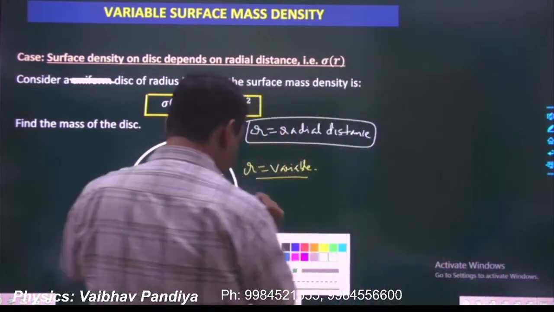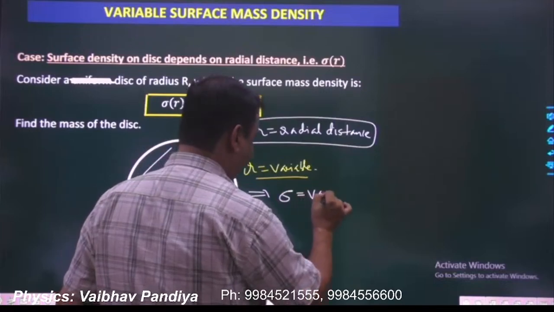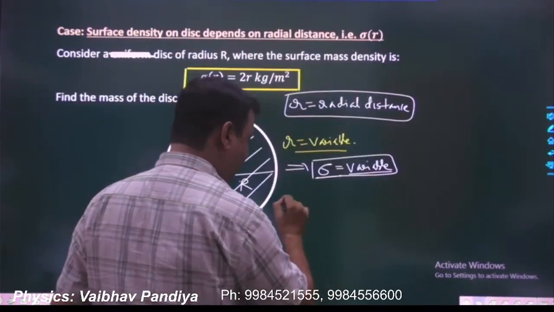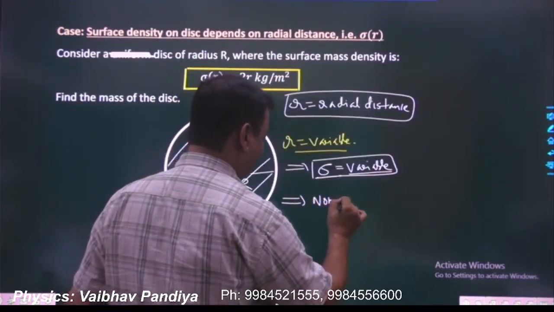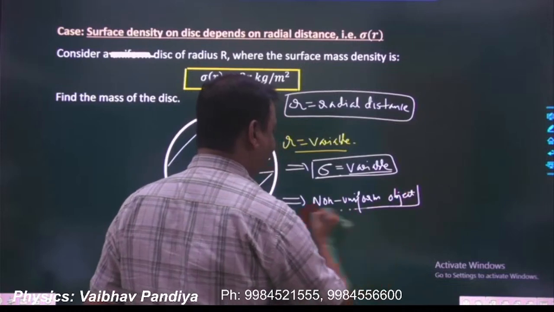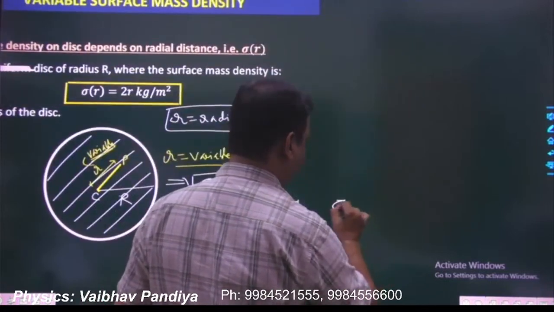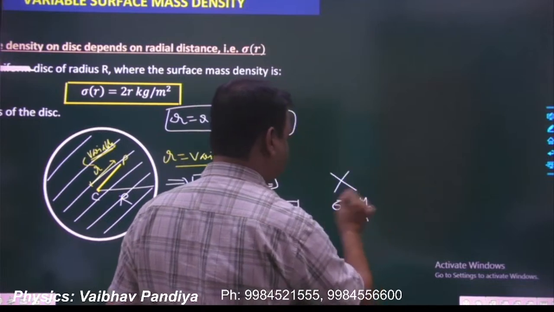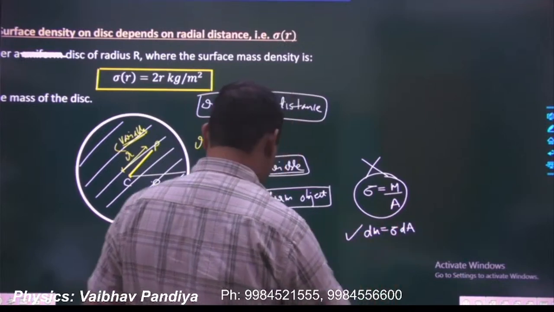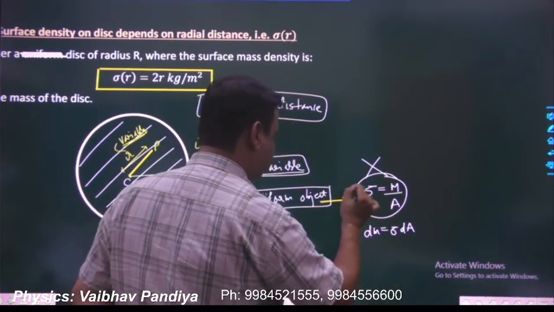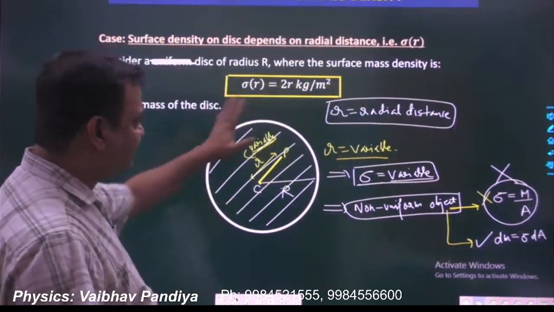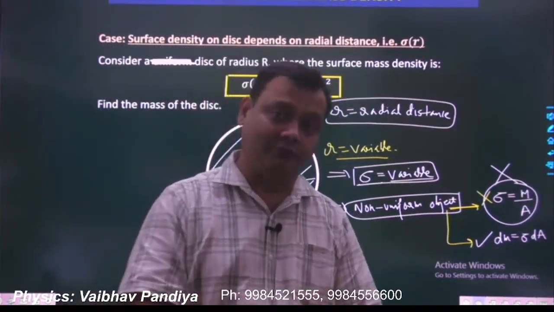So it means sigma is also variable. And if sigma is variable, we don't have a uniform object, because in a uniform object, sigma is constant. So we have a non-uniform or non-homogeneous object. And whenever we have a non-uniform or non-homogeneous object, you cannot apply this equation. This equation has no applicability. You can just apply calculus: dm is equal to sigma dA. Whenever we have a non-uniform or non-homogeneous object, this can't be applied and we have to apply calculus because sigma is variable.